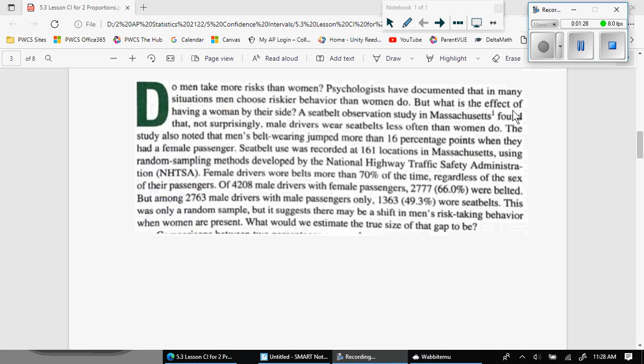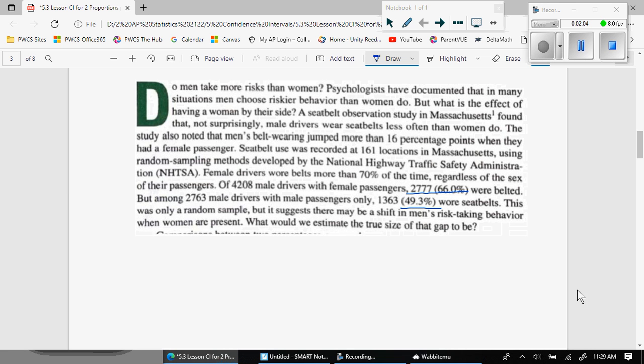And so we can find a sample difference. We have a sample proportion of male drivers who wore their seatbelt when they had a female passenger. That's down here, 66%. We have 49.3% who wore a seatbelt when they had a male passenger. Those are both sample proportions. They're different samples because we are looking at two different things, a female or a male passenger. And we could find a sample difference. We can subtract 66 minus 49.3.